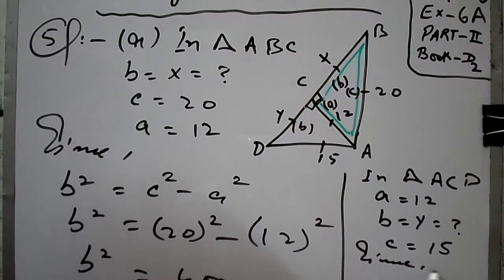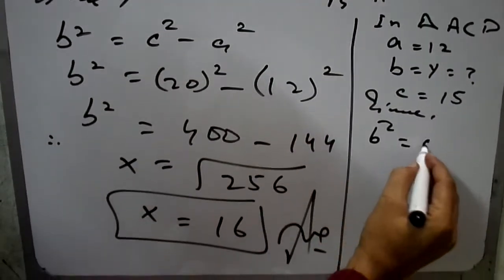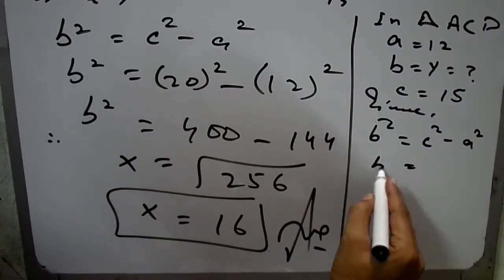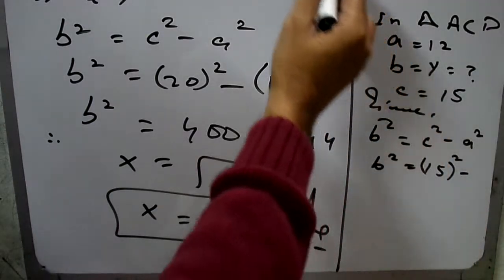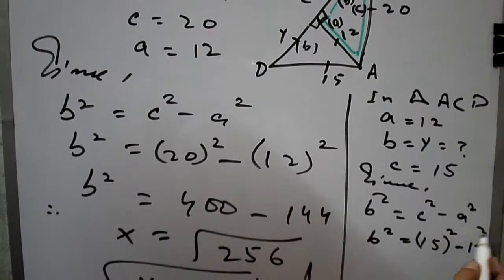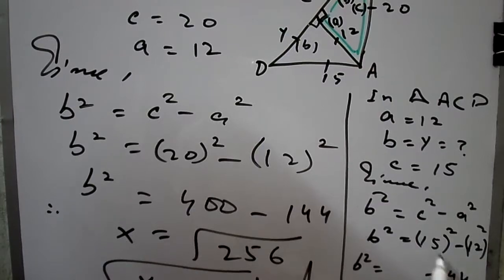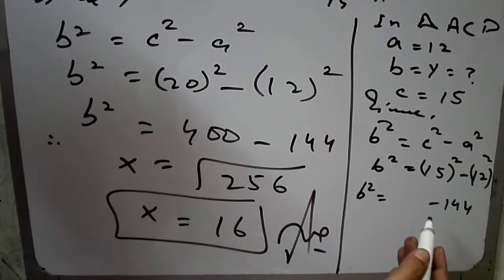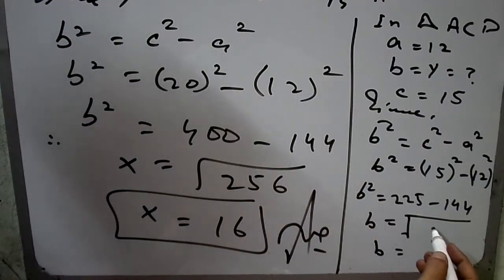Since by Pythagoras theorem C square is equal to A square plus B square, but you need B, so B square is equal to C square minus A square. Putting the values, C is 15 and A is 12. By simplification B square is equal to 15 times 15 minus 144, and 15 times 15 is 225. After subtraction you will get 81. So 9 nines are 81, the value of B is 9.